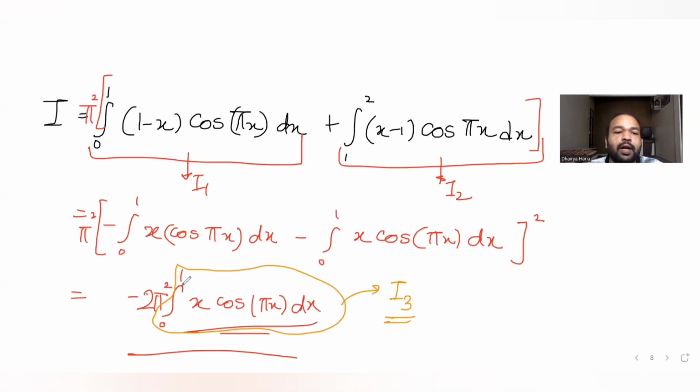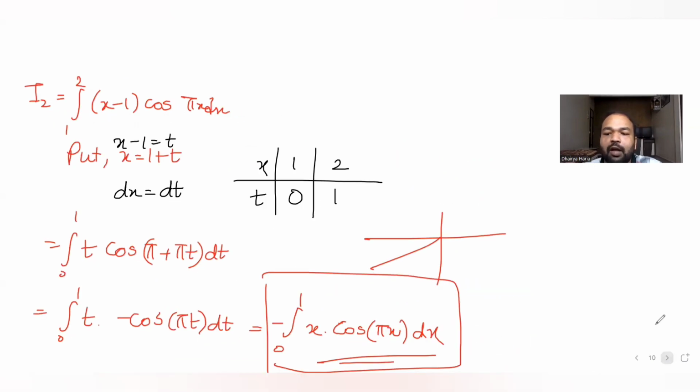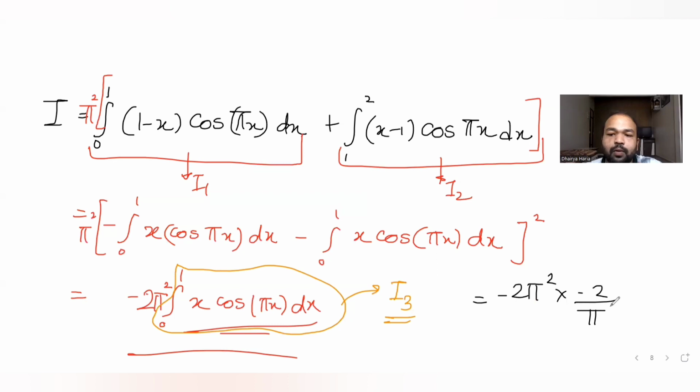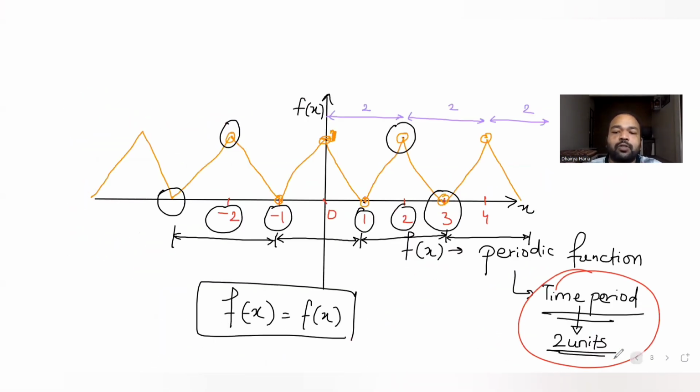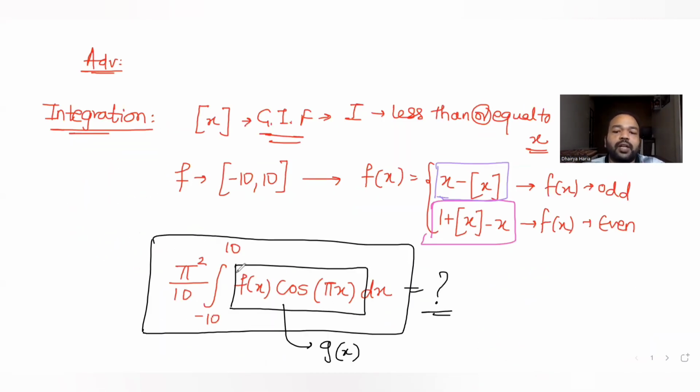And we already knew that I, which I have to find out, is nothing but minus 2 pi square into the value of I3 we just figured out, that is minus 2 by pi square. Pi square gets cancelled, minus 2 into minus 2 is plus 4. So that was the value which was asked to us: the value of the entire expression, pi square by 10, integral from minus 10 to 10, f of x cos pi x dx, and that entire value turns out to be plus 4. So this is how we solve this type of question.